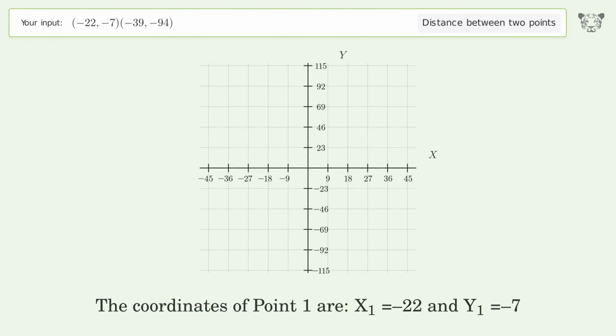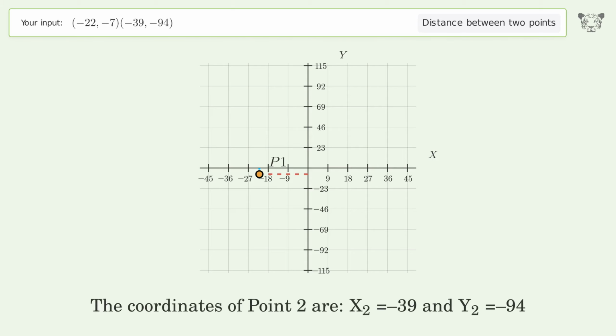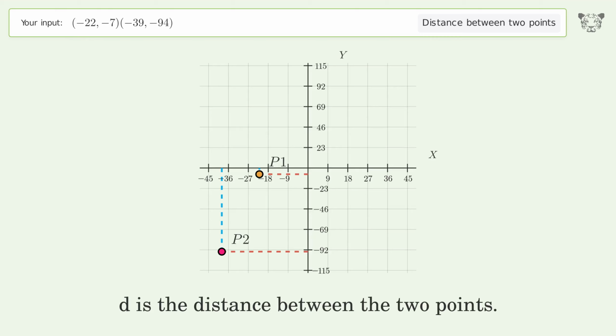The coordinates of point 1 are, x1 equals -22 and y1 equals -7. The coordinates of point 2 are, x2 equals -39 and y2 equals -94. D is the distance between the 2 points.